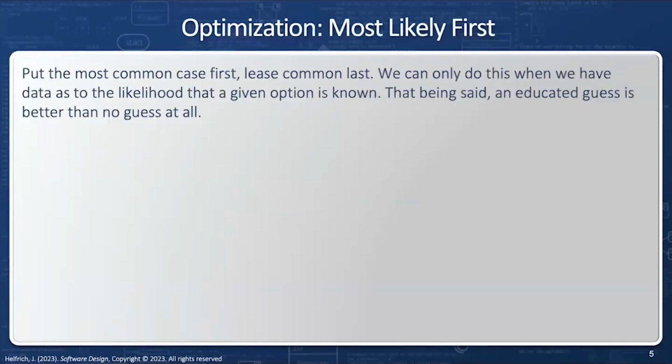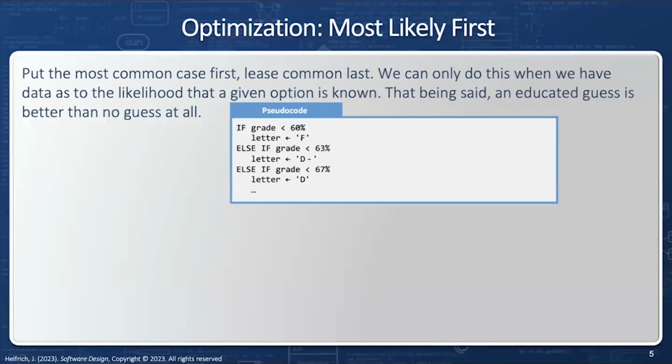The next optimization is to put the most likely case first. We can only do this when we have data as to the likelihood of a given option. That being said, an educated guess is really better than no guess at all. So for an example, let's say I say if grade is less than 60%, then it's an F. If it's less than 63%, it's a D minus. If it's less than 67%, it's a D, and so on.